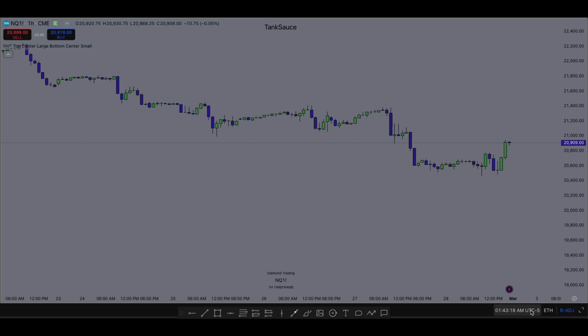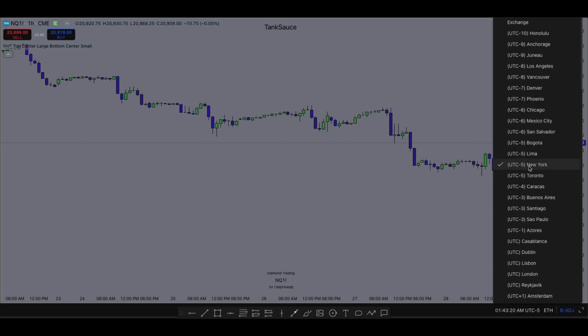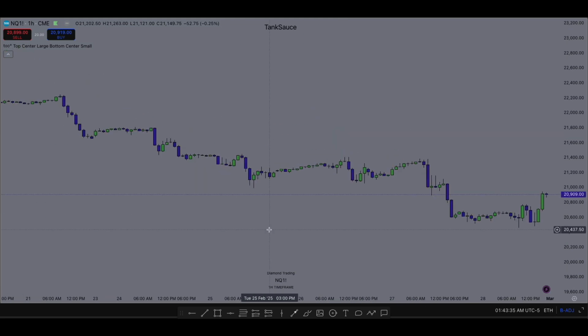My chart is set to use UTC-5, which is Eastern Time, New York, and you could set that right here. I am on the West Coast, but the market runs on East Coast time, so I calibrate my chart to fit the East Coast, and that's the time we're going to be speaking in. So price moves from left to right. This is the past over here, and this is the present over here.